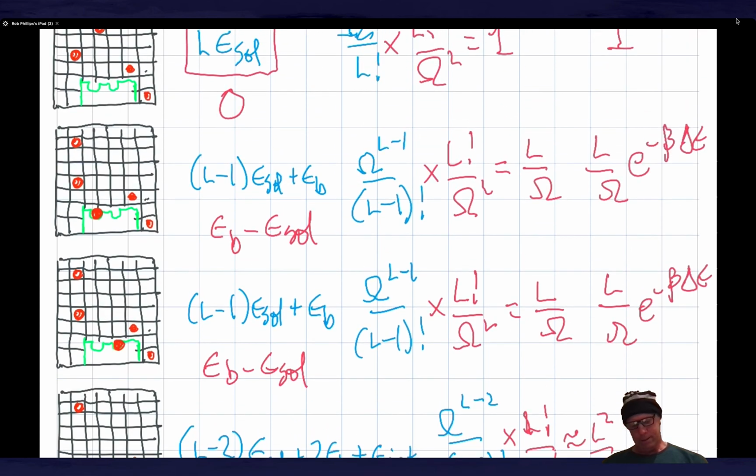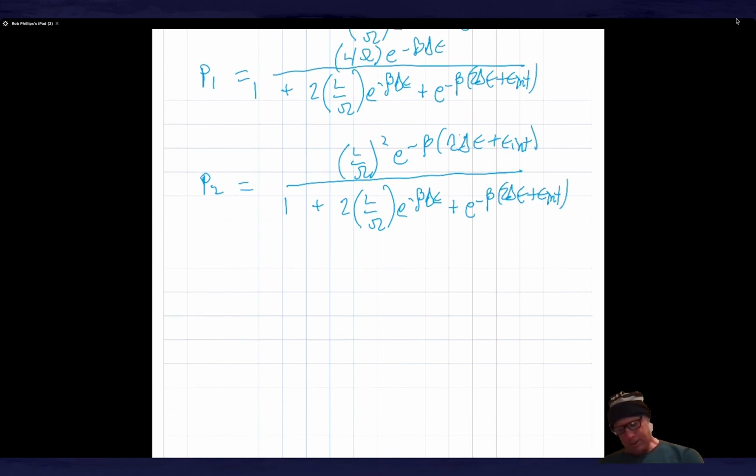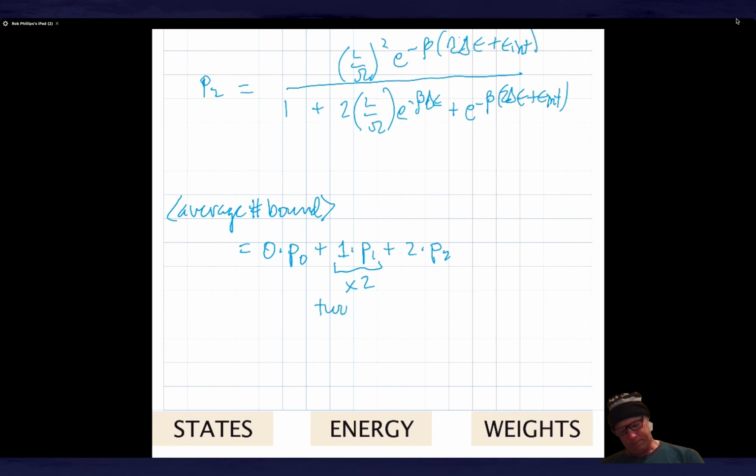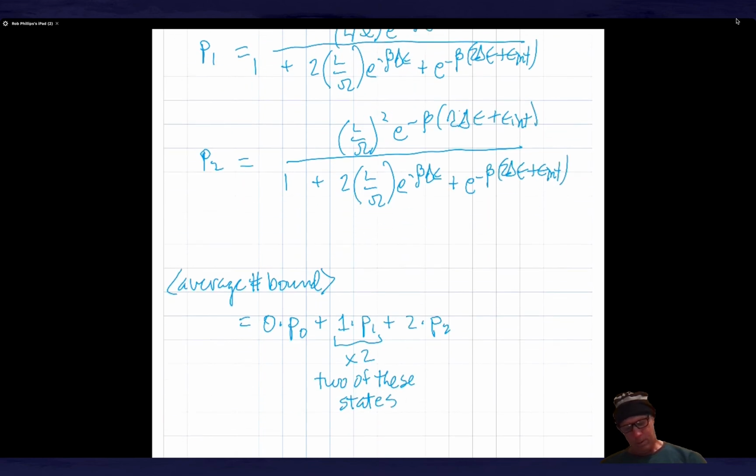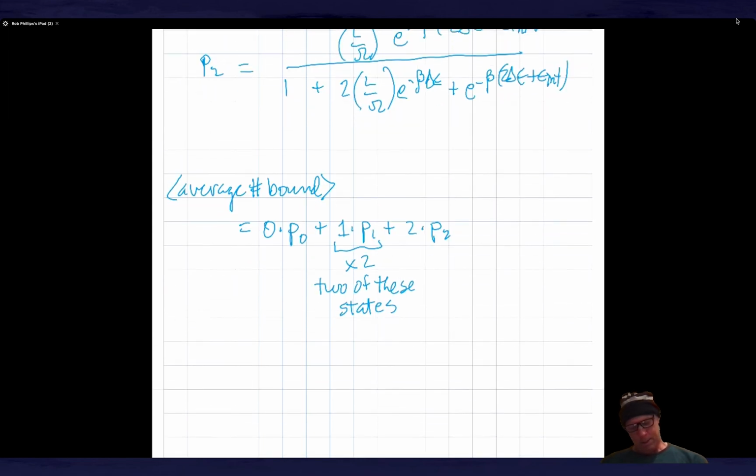So what have we done? We worked out the states and weights for this cooperative binding. We acknowledge the binding probability. I could also, as I said before, write the average number bound. Average number bound is equal to 0 times P0 plus 1 times P1 plus 2 times P2. And actually, I need to multiply by 2 because there's 2 of these states. Okay, good. So let's just be pedantic and write that out.